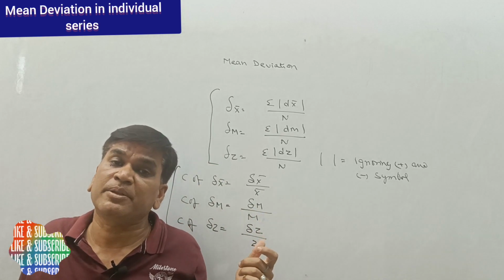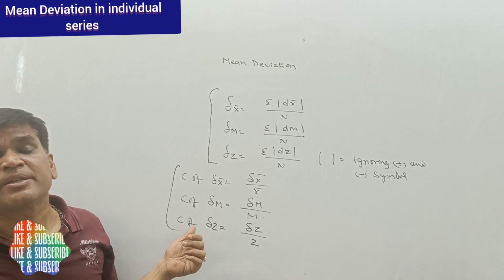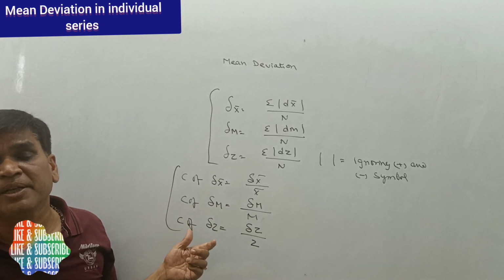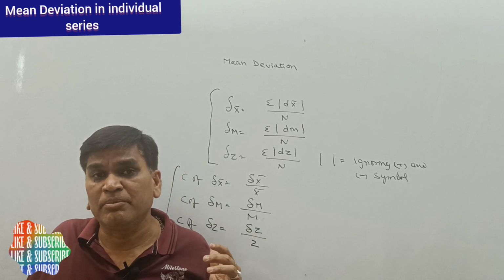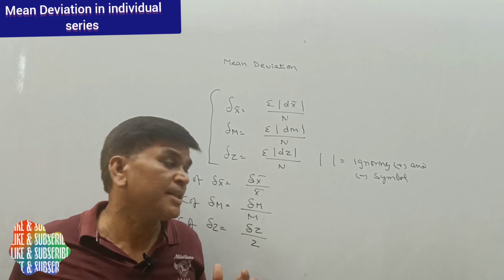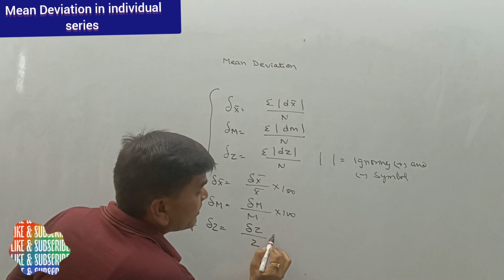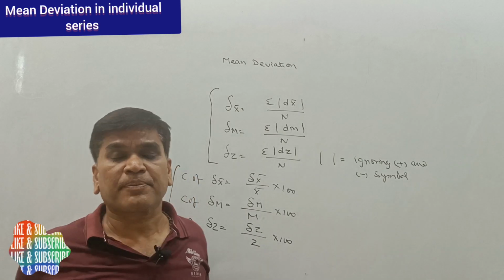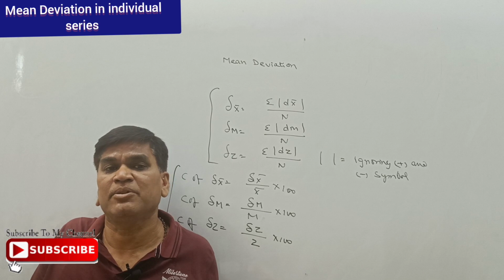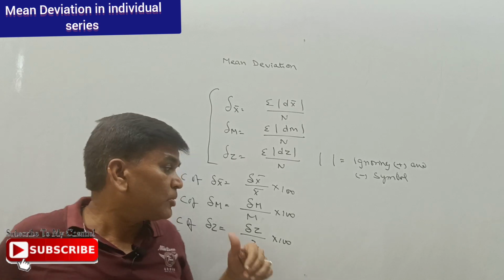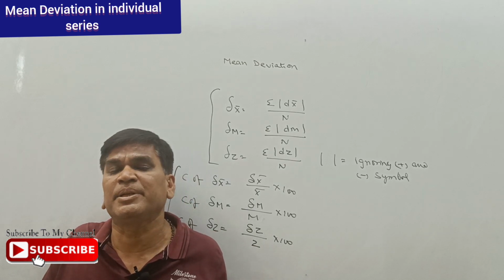The absolute measures of deviation have a unit, but the relative measures do not have any unit. If we want to compare two or more series, we change these into percentages by multiplying by 100, to get a proper comparison of the mean deviation, showing in which series the deviation is high or low. So first we should know how to calculate the mean deviation.